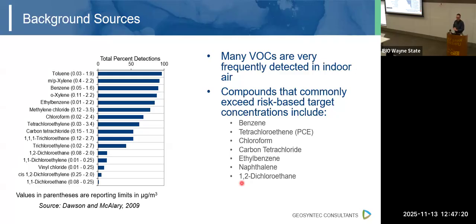The numbers in those parentheses are the range of the laboratory reporting limits, so the minimum amount for the lab to detect it. And some of those reporting limits are above what your indoor air screening level would be. So you could have an indoor air quality issue just from a background source. And then when you have a vapor intrusion investigation, how do you distinguish between what's in the background and what's coming from vapor intrusion?